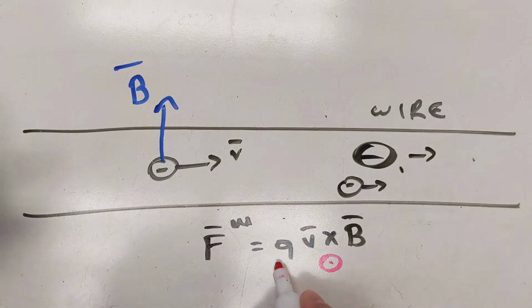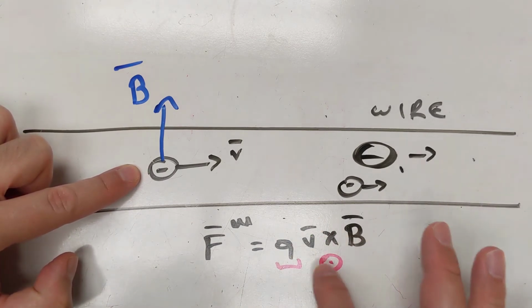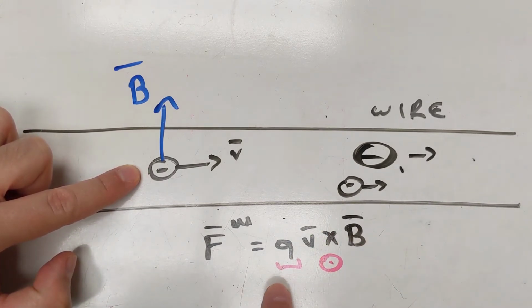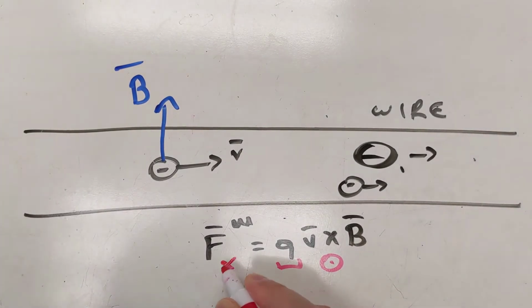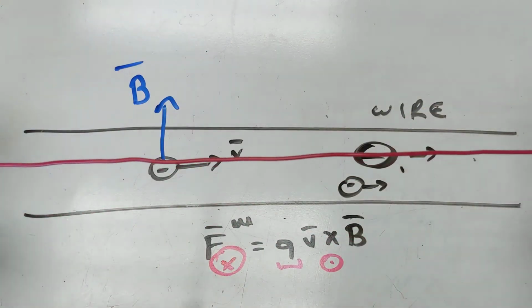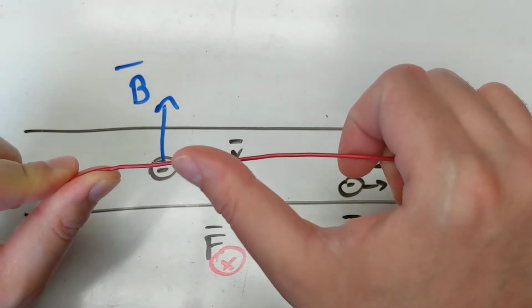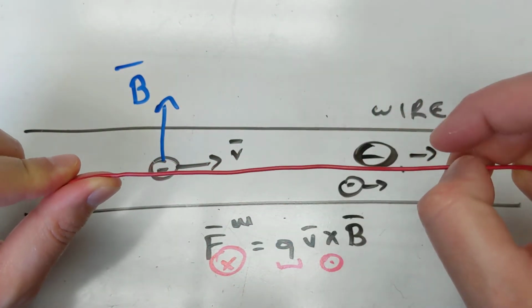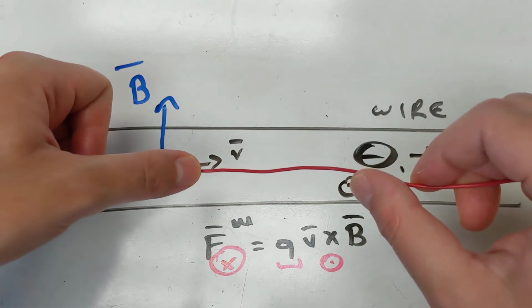Now the thing is, I also need to think about what is the sign of the charge Q. Because this is an electron, it has a negative charge, so this vector that points out of the page with a minus sign in front means that the magnetic force goes into the page. So if I have the wire and the electrons here moving to the right, then the magnetic force is going to be pushing on the wire downwards.